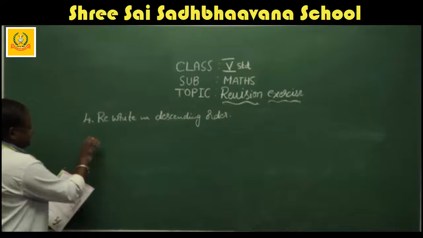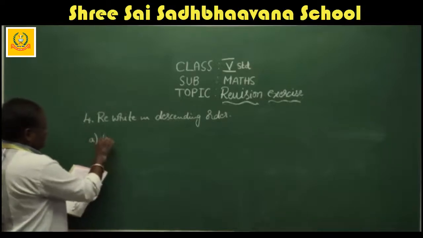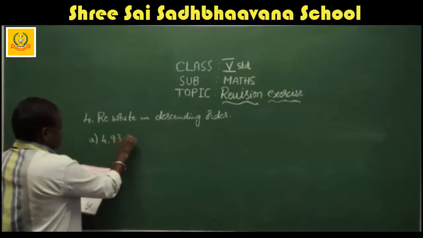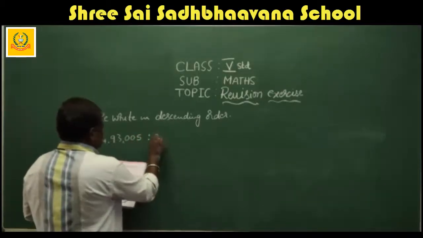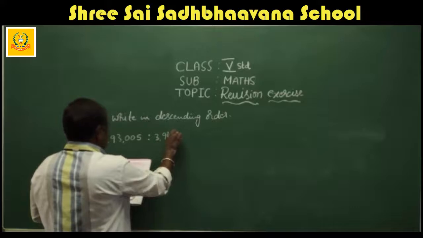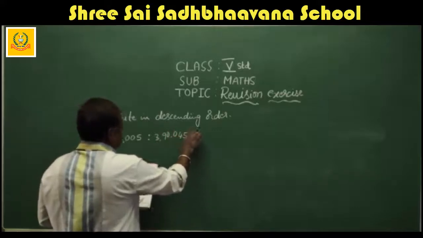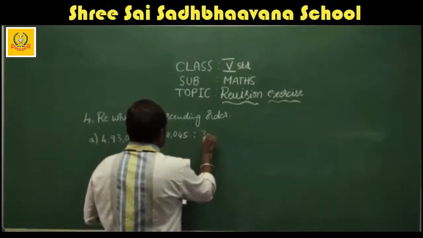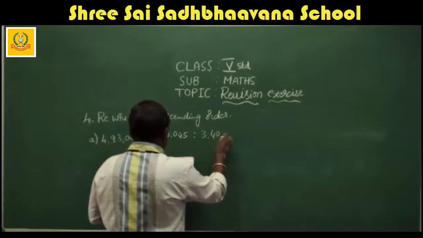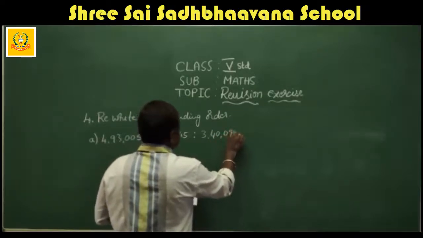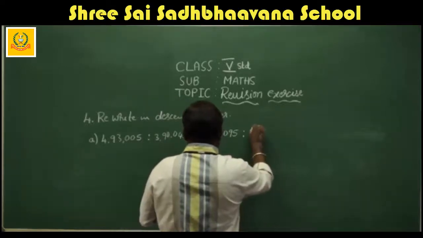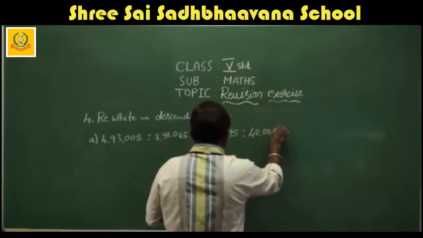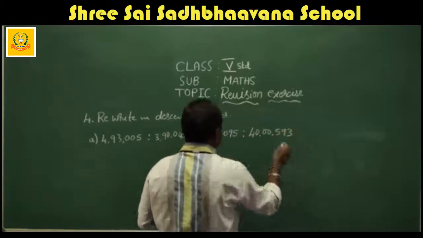So the problem is 4,93,005, 3,90,045, 3,40,095, 40 lakhs 593.